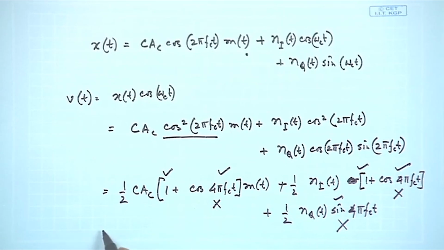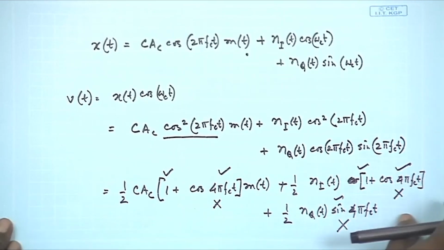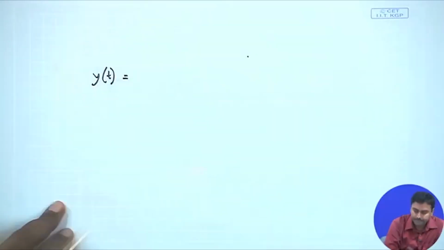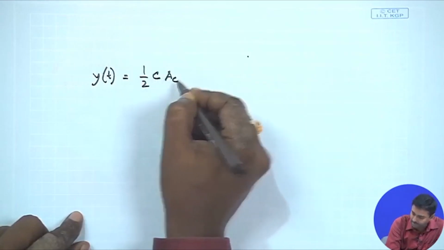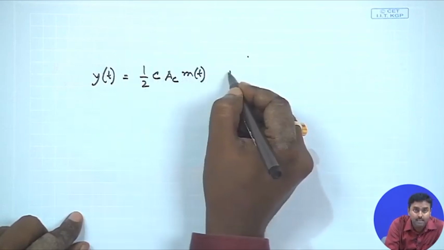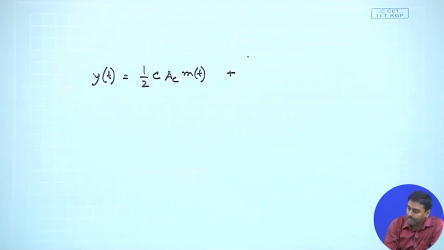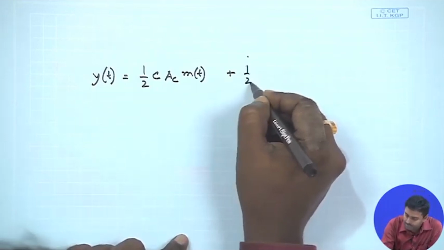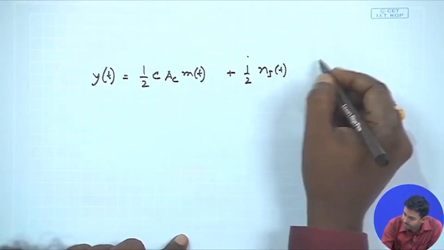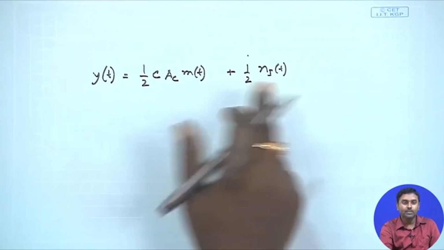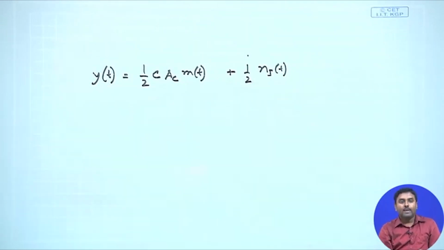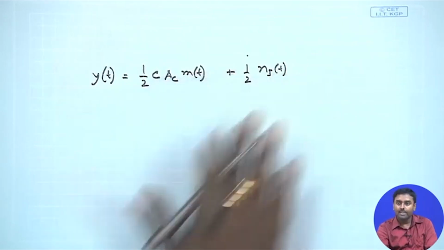So, finally, after the low pass filter, let us call the output y(t). It remains half A_c into m(t), which is related to the message signal, plus the noise term, which is half n_I(t). That is it. We are left with these two terms, which is very good for us, because the signal and noise terms are clearly separated after the DSB-SC.